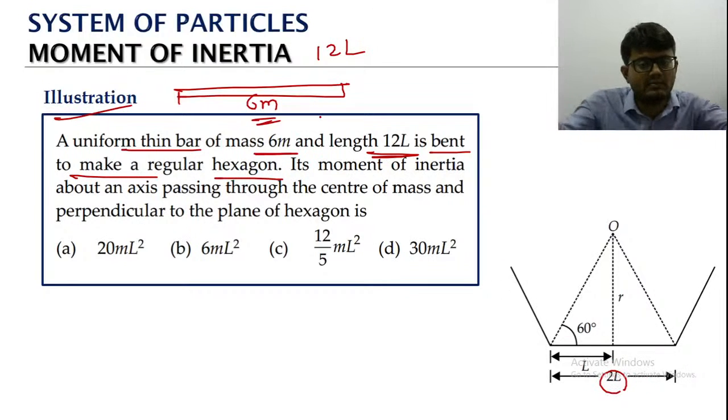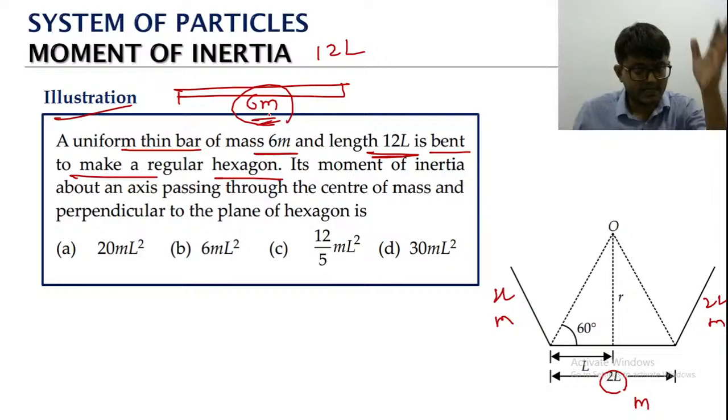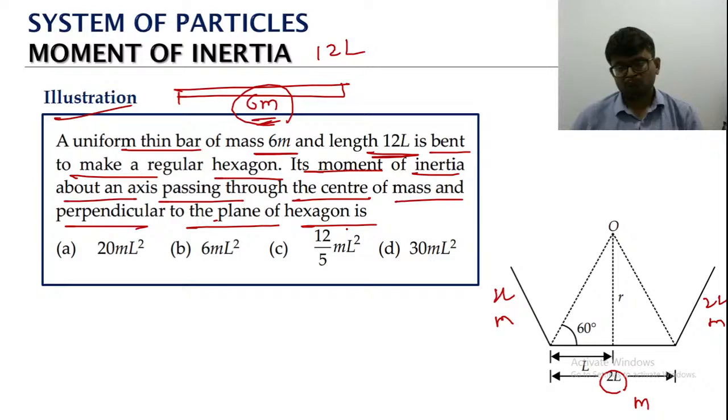Because what is the total length of the bar? It is 12L, right? 6 equal parts we should divide, which means each of them will have 2L length. And proportionally, what will be the mass of each of them? M, because the total mass is 6m, divided into 6 parts, so each side of the hexagon will have a mass m. Its moment of inertia about an axis passing through the center of mass and perpendicular to the plane of the hexagon. Center of mass means the center point of the hexagon.